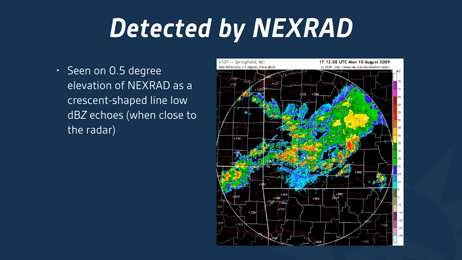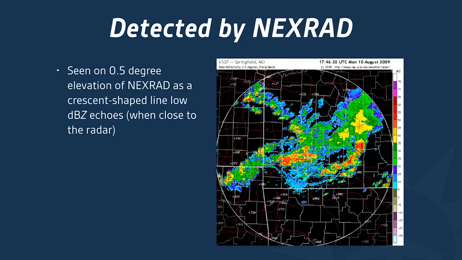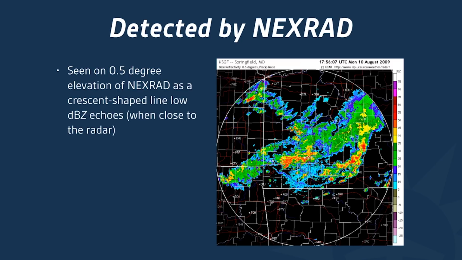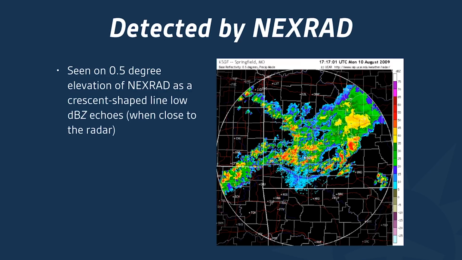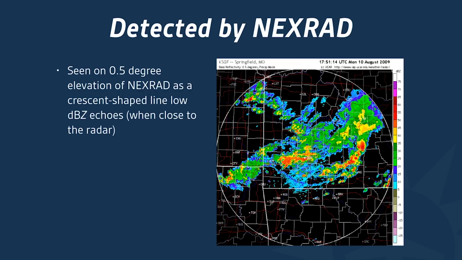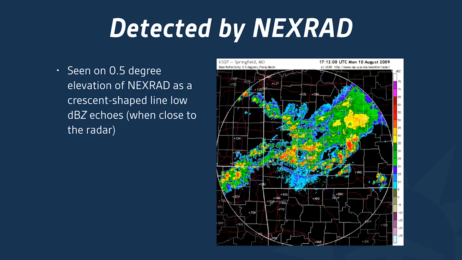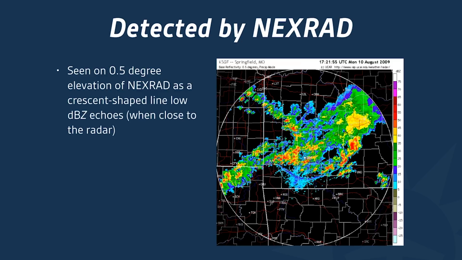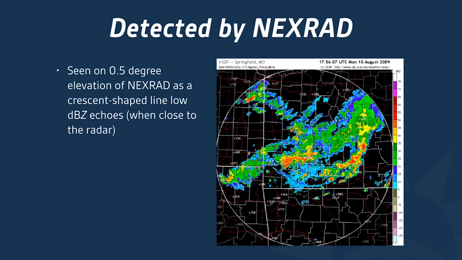Now, these outflow boundaries can also be seen on the NEXRAD image. So if you look at the half a degree base reflectivity image, you may see something like you see on the right here as a crescent-shaped line that's moving away from the more intense cells. And this is especially the case when you're dealing with the radar image that's close to the radar site. In this case, the radar site's right in the center of the image.